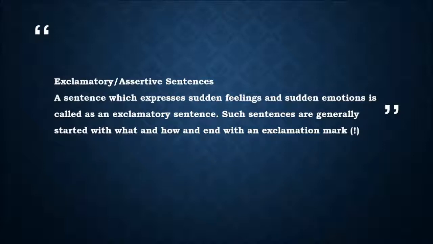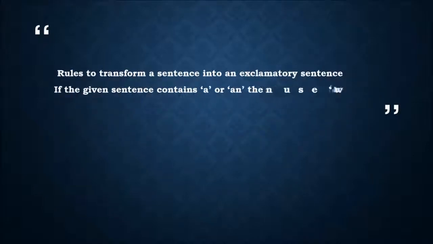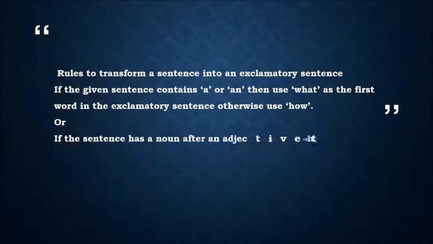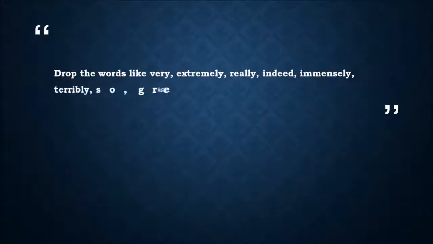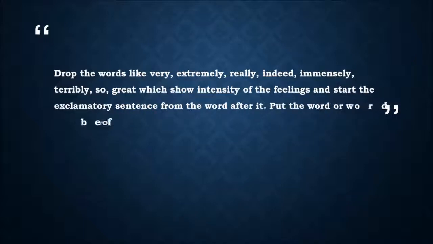B. Drop the words like very, extremely, really, indeed, immensely, terribly, so, great, which show intensity of the feelings, and start the exclamatory sentence from the word after it. Put the word or words before such words at the end of the sentence and add the exclamation mark. C. In a sentence having an infinitive or some phrase after the adjective or the noun, put the infinitive or the phrase as it is at the end of the exclamatory sentence. E.g. It was an extremely delightful program. What a delightful program it was!